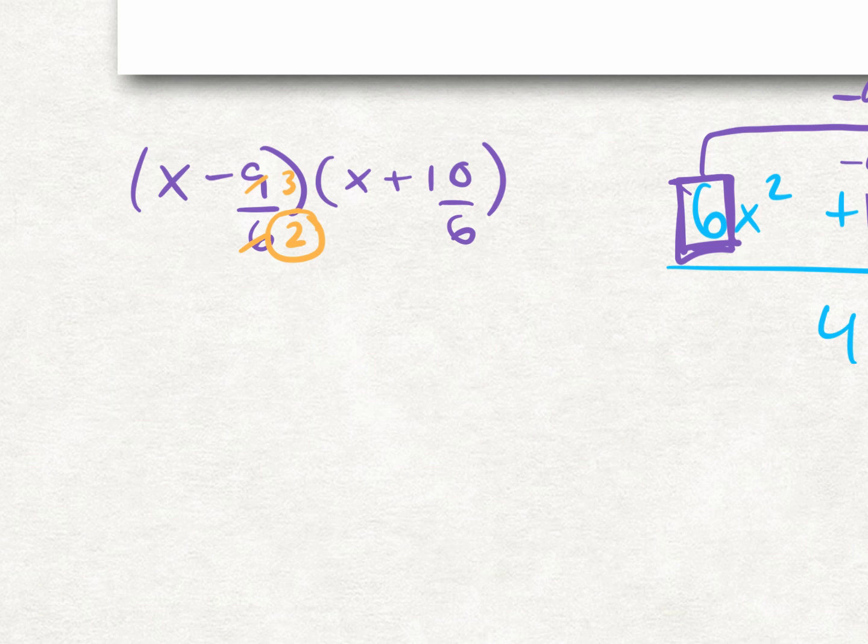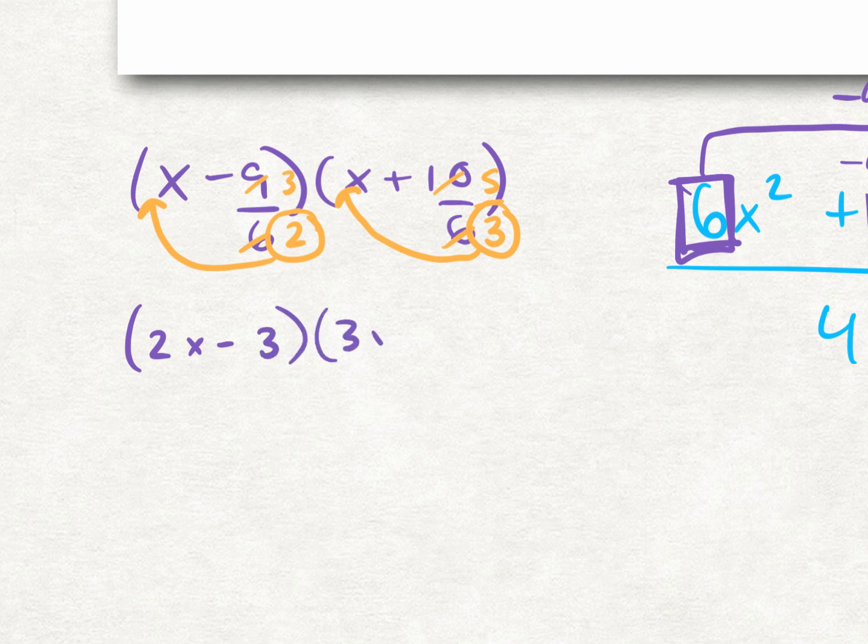What do I do with the 2 in the denominator that can't be simplified? Move it in front of the x. So the 6 doesn't go out front. We have to divide by the 6 and then simplify the fractions. Can I simplify 10 over 6? Sure, by 2. So divide them both by 2, we get 5 over 3. What do I do with the denominator? Put it in front of that x. So my answer here would be 2x minus 3 times 3x plus 5.